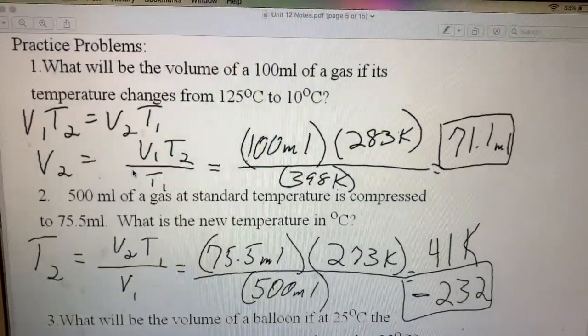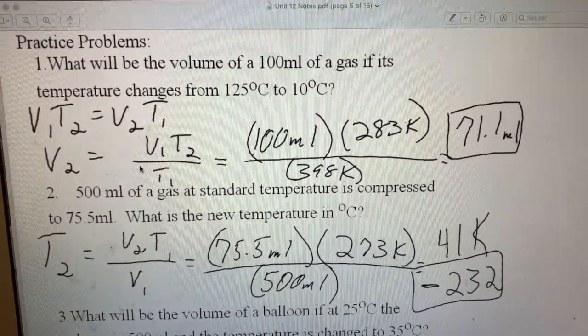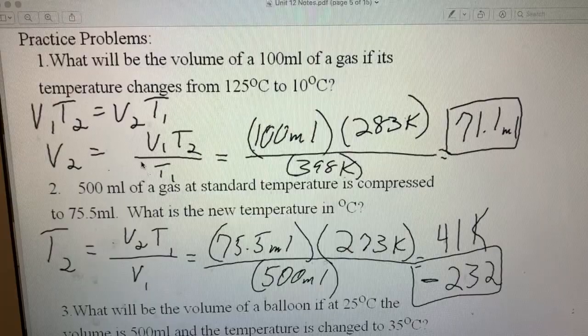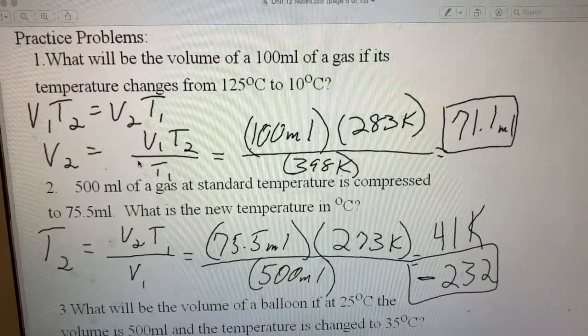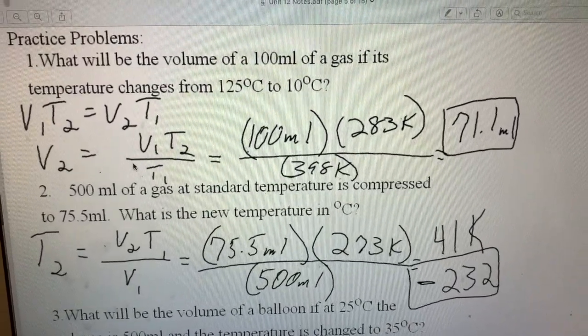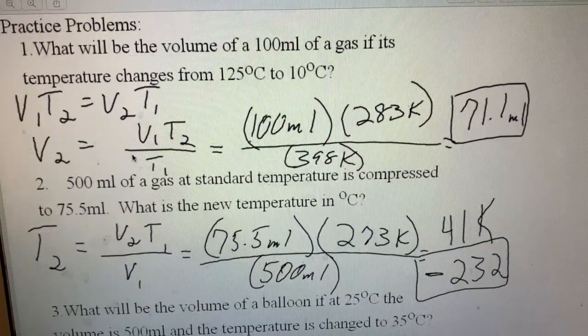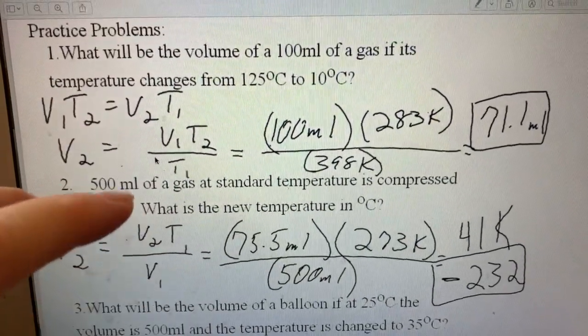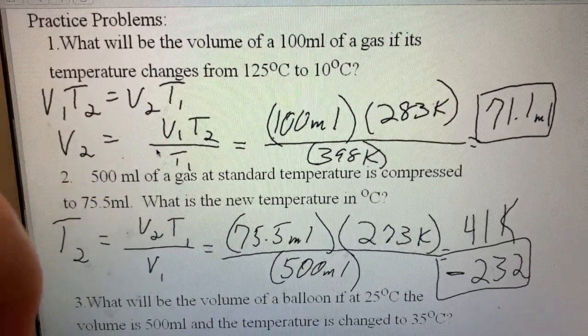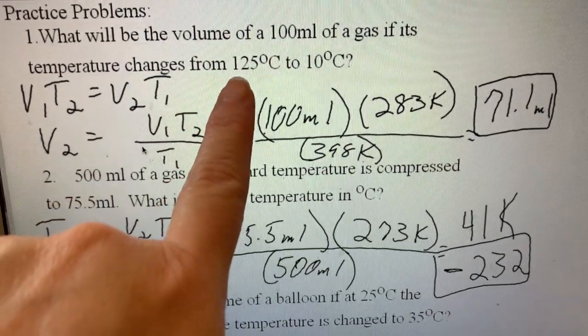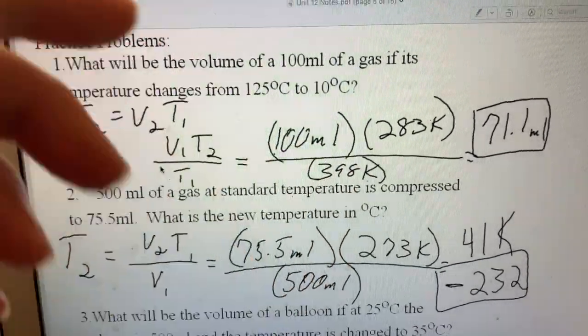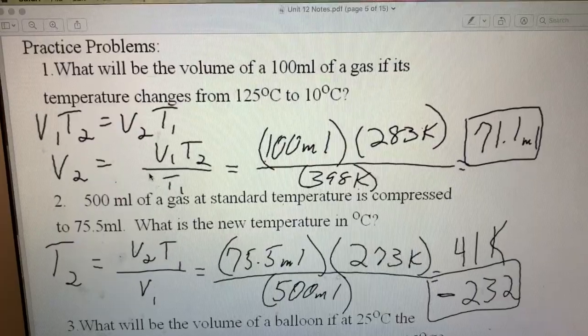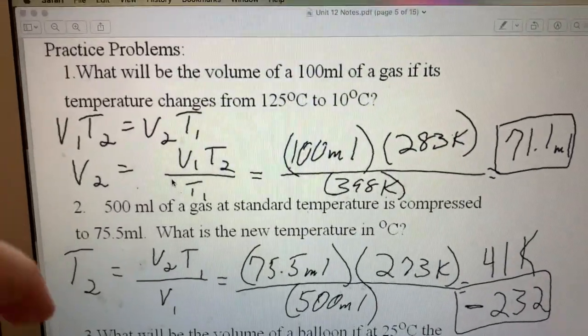Okay, so let's go over these answers to the Charles's law problems. All right, number 1, what will be the volume of 100 mils of gas if the temperature changes from 125 degrees to 10 degrees? So we can already make a prediction, because we do know it's a direct relationship. We are lowering the temperature, therefore the volume should lower as well. So let's see if that happens.